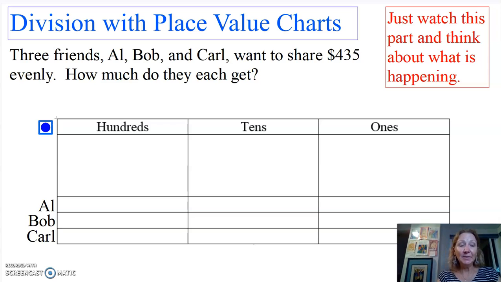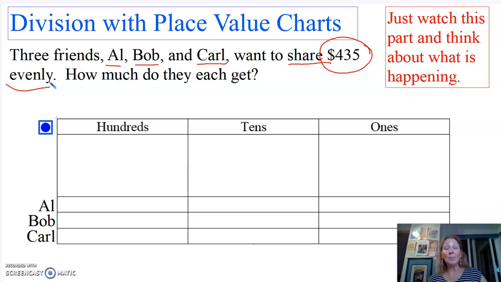So you have 3 friends, right? Notice I use the initials A, B, C: Al, Bob, and Carl. And they're sharing $435 evenly. I'm going to underline "share evenly." So I usually circle the important numbers and I underline the math words. So sharing evenly is how you divide.